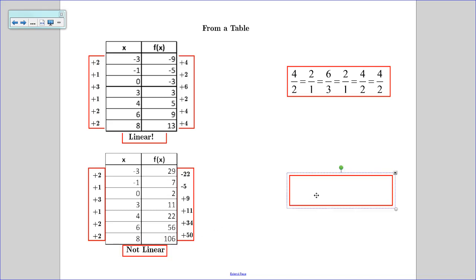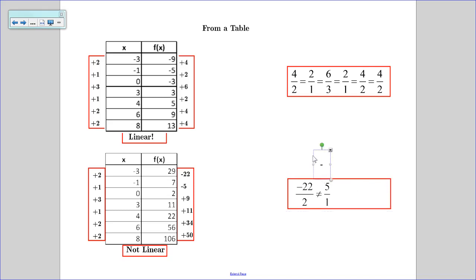Also, I can look at those ratios, and I could say -22 over 2 and -5 over 1 are not the same thing. Therefore, this is going to be a nonlinear table. I don't need to check the rest of the ratios because as soon as any two of them don't work, I know this is nonlinear.